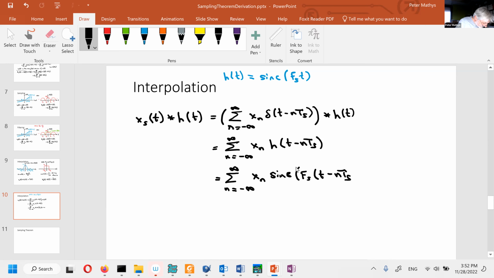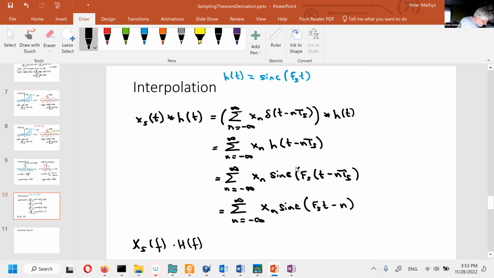Minus n times ts, like that. But fs times ts is equal to 1, so we can write that as being equal to the sum n equal to minus infinity to plus infinity of xn times the sinc of fs times t minus n, like that. And so basically, we know that xs of f times h of f was equal to x of f, just graphically. So therefore, this one must be equal to x of t. Again, from the graphic that we made. And so we can state the sampling theorem.